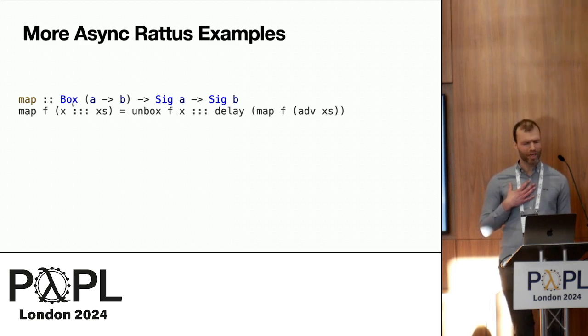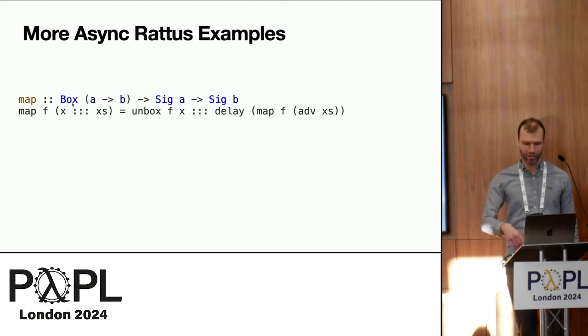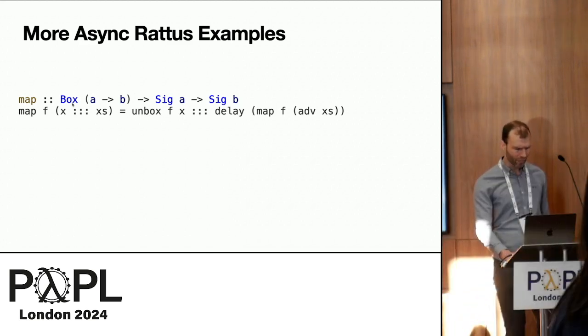If you want to apply a function from A to B at any time in the future, you have to make sure that it is always available. That's the idea here. That's the map function.